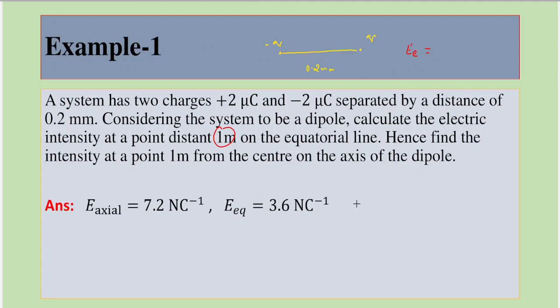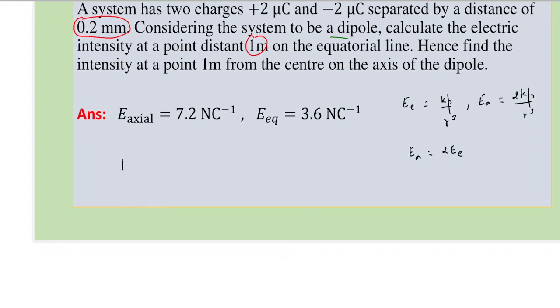So let's write the formula for the electric field at a point on the equatorial plane and a point on the axis. The electric field at any point on the equatorial plane is given as kp by r cube, and this formula is true for a short dipole. A short dipole means that the distance between the charges is very less compared with the distance where we need to find the electric field. Now here that distance is 1 meter, and this 1 meter is very much more than 0.2 millimeter. Hence this system is like a dipole. It's already given here also, it's a dipole. Also the electric field at any point on the axis is equal to 2kp by r cube. If you compare these two, it's very obvious that the electric field at any point on the axis is equal to twice the electric field at any point on the equatorial plane.